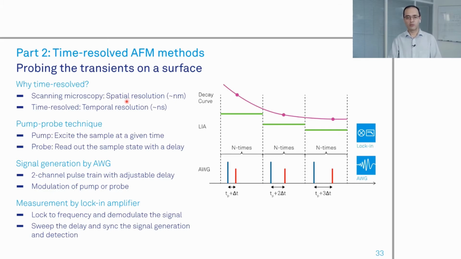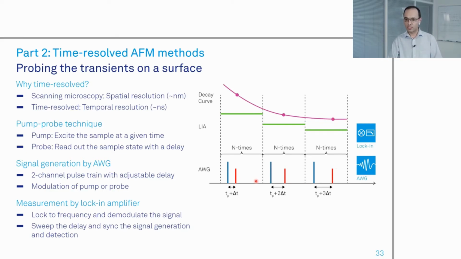One typical approach for time-resolved is the pump-probe technique. So let's see how it works. We have a decay curve of a sample versus time, and we would like to measure this. To do so, in the pump-probe technique, we apply a pump signal to excite the sample, and after a certain time, we measure with a probe pulse. We continue this measurement by sweeping the delay between the pump and probe, and at the end, we obtain the entire response of the system.